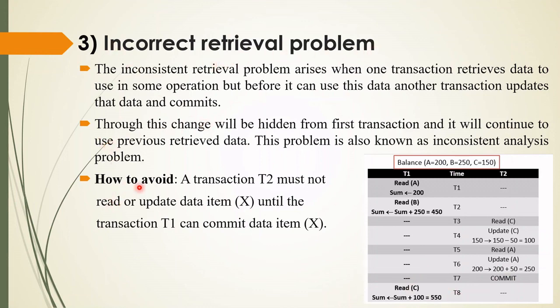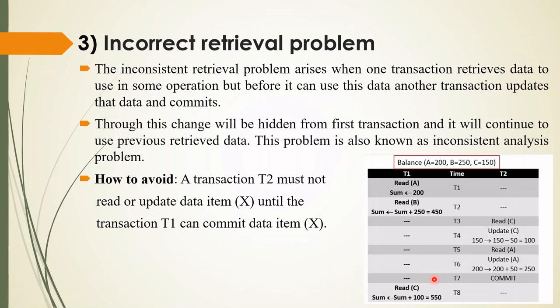So how to avoid this problem? Transaction T2 must not read or update the data until transaction T1 commits. If transaction T1 first performs all operations successfully and then commits, and only then transaction T2 reads and updates the data, then there is no problem. But here, before T1 committed, T2 read the data, updated it and committed. That's why transaction T1 gets the wrong output. This is the incorrect retrieval problem.